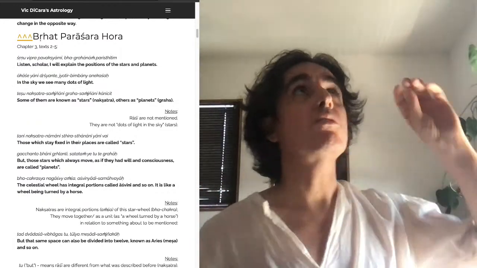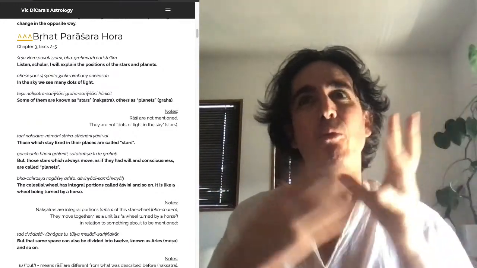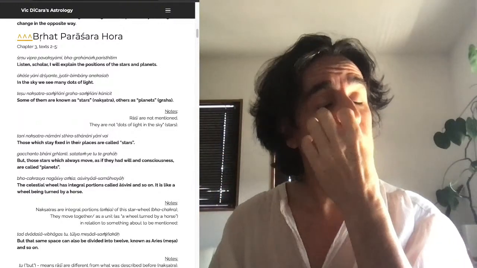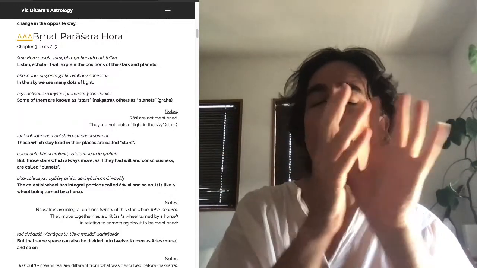Because they gacha, they move. So the stars that move, we will call them the movers, the ones that seem to have will. So those are called graha. So he's explained why the term graha is used. He actually has explained why the term nakshatra is used. Nakshatra means, why is the term nakshatra used for stars and constellations?